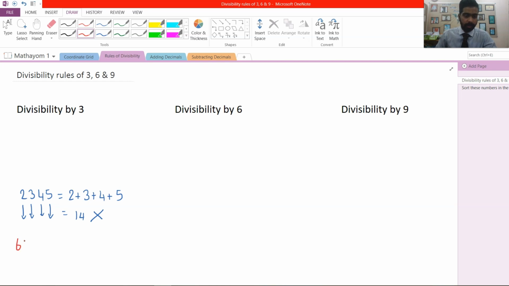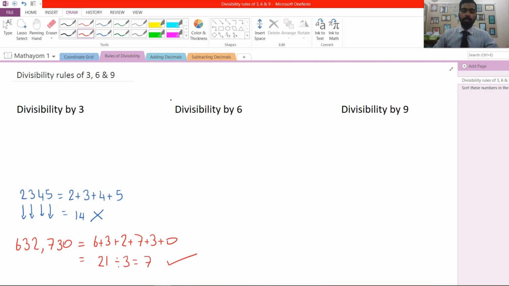Let's say 632,730. Now, in this 6-digit number, let's take the sum of it. 6 plus 3 plus 2 plus 7 plus 3 plus 0. Now, if you take the sum of it, we would get 21. And we know that 21 divided by 3 is equal to 7. Therefore, this number can be divided by 3.